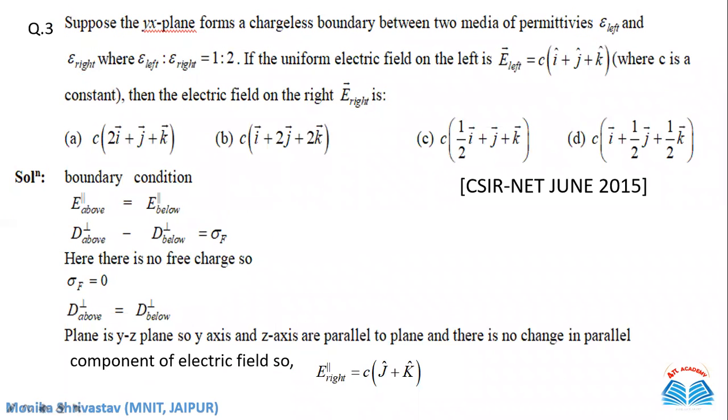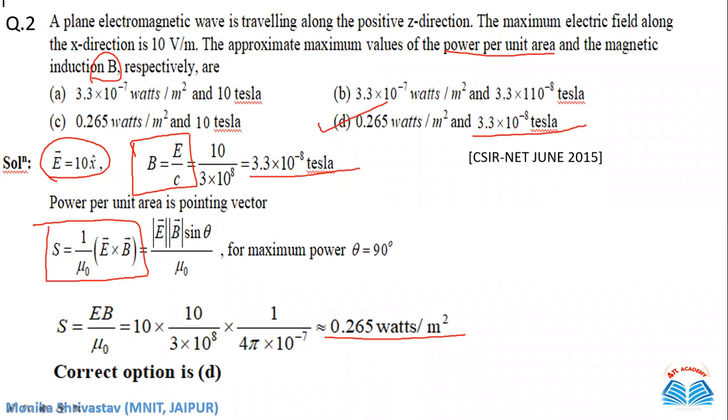Ma'am, in this question, mu 0 is equal to 3 into 10 raised to 8. Is this value correct or not?